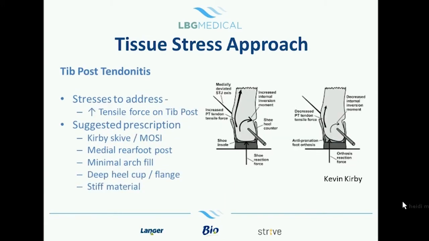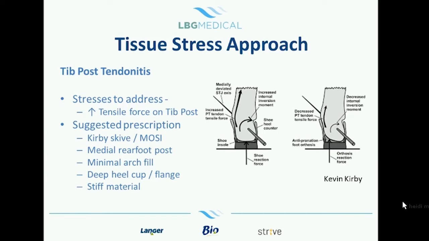And another common thing we tend to see is tib post tendonitis. So the main stress we're addressing here is we've got an increased tensile force on the tib post tendon. So if you think about it, the tib post tendon is one of the main inverters of the foot. So if the foot's going into excessive pronation, it's going to put a lot of pull on that tib post. So the things we could think about for a prescription would be a Kirby skive or indeed a Mosaic. We could have a medial rear foot post, minimal arch fill if your patient has got a medially deviated subtalar joint axis, which they often do with this particular type of foot type.